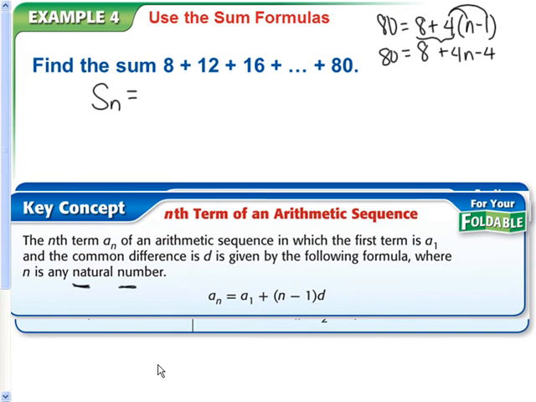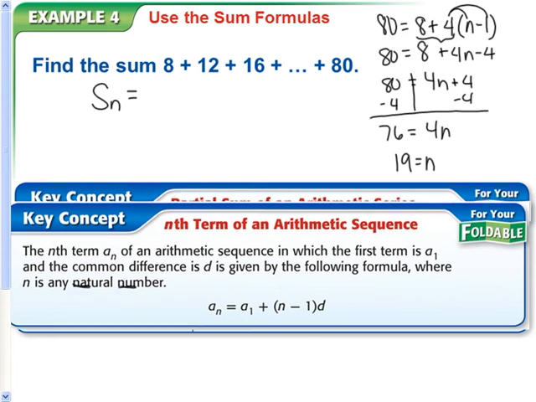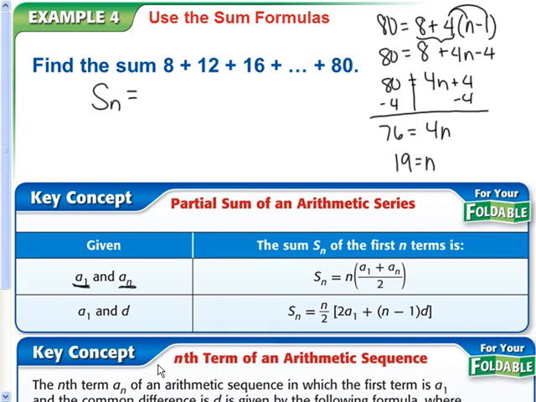Alright, combine these two together and you get 4n plus 4 minus 4. 4n equals 76. 76 divided by 4 is 19. So that means I would have had to write out 19 numbers to be able to get the entire list and then add them all together. So that is our n value right here. So it is 19. A sub 1 is 8.